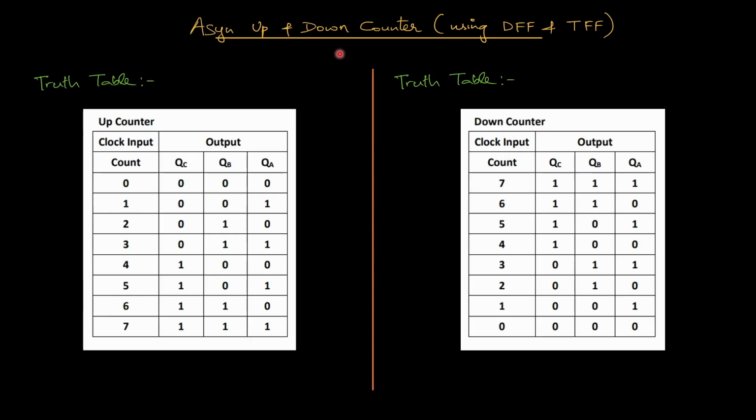Before designing the circuit, let's first understand what we want. On the left side is the up counter. Notice how the count increases from 000 to 001 till 111. And on the right side is the down counter. It does exactly opposite. It starts with 111 and ends with 000. So now that we know the expected output, let's design the hardware.